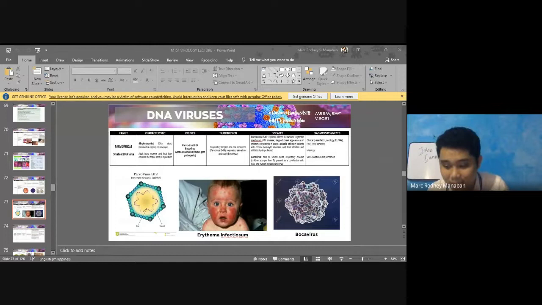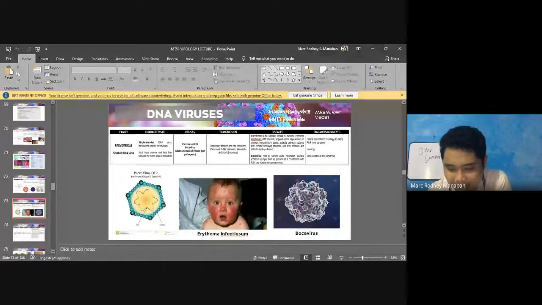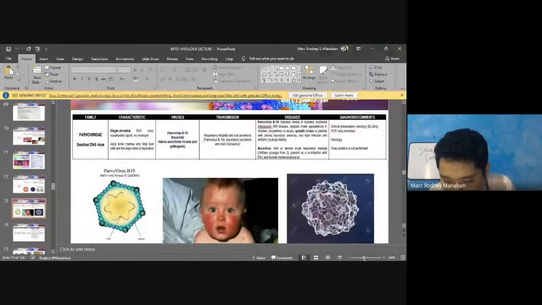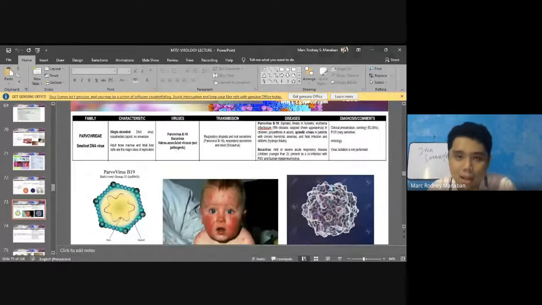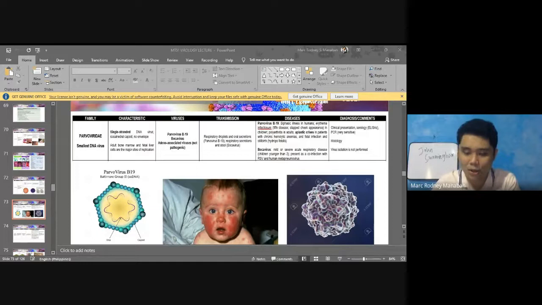So, parvovirus, again, take note, it can cause aplastic crisis, because remember that the virus can infect your erythroid precursors. So, erythroid precursors ang gina-infect. So, possible na mamatay ang erythroid precursors. That's why, pwedeng wala na yung RBCs na makita. But again, this can be seen only in patients already having hemolytic anemia or diseases sa blood.